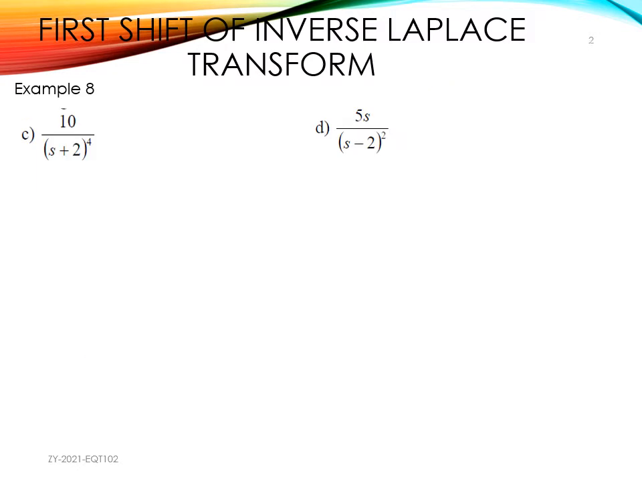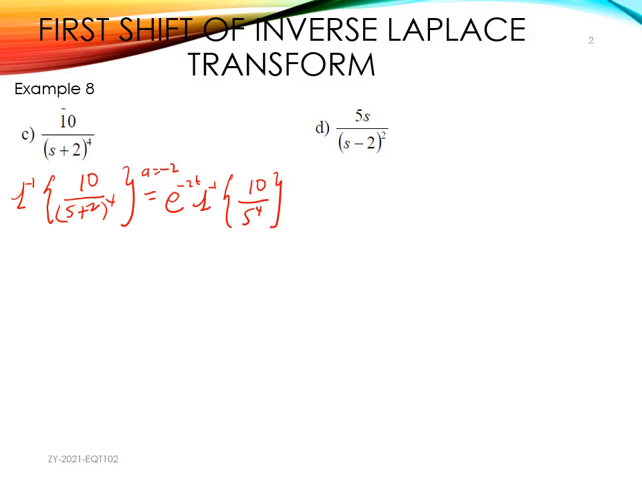For c, now we have s plus 2, but we have power 4. It's okay, we follow the same steps to find the Laplace inverse. a is equal to negative 2 because it's plus here. So it will be e^(-2t) times the Laplace inverse of 10 over s to the power 4. We see s to the power 4 here, so it must be t to the power n, so n is equal to 3. If n equals 3, it should be 6 here.